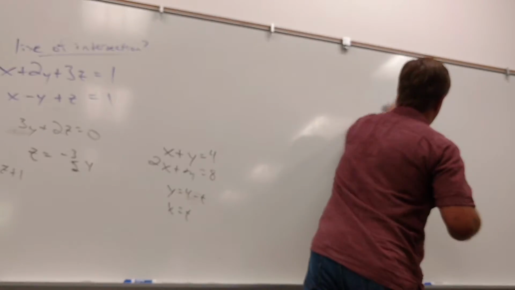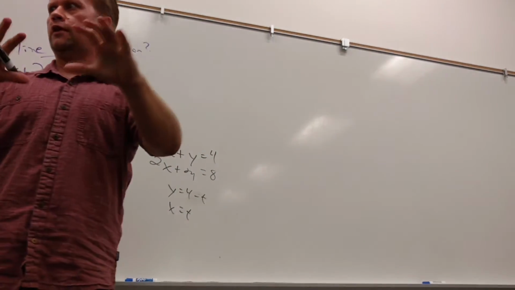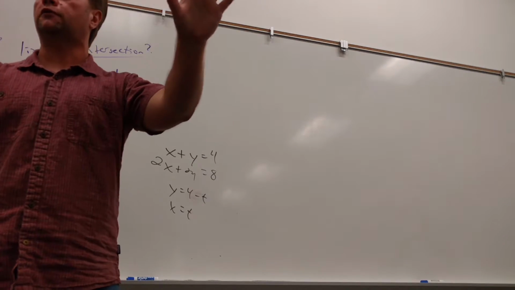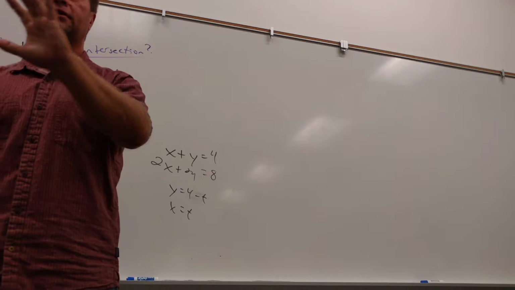What versions of a line are there? What forms of the equation of a line? We have a couple of options. We have the one that looks just like y equals mx plus b, except the inputs are vectors, which is actually a really beautiful thing if you let it be.